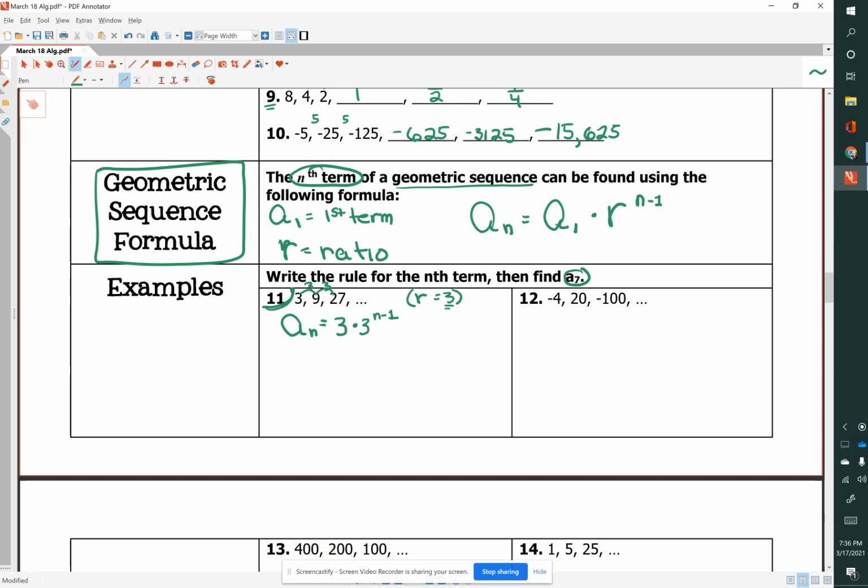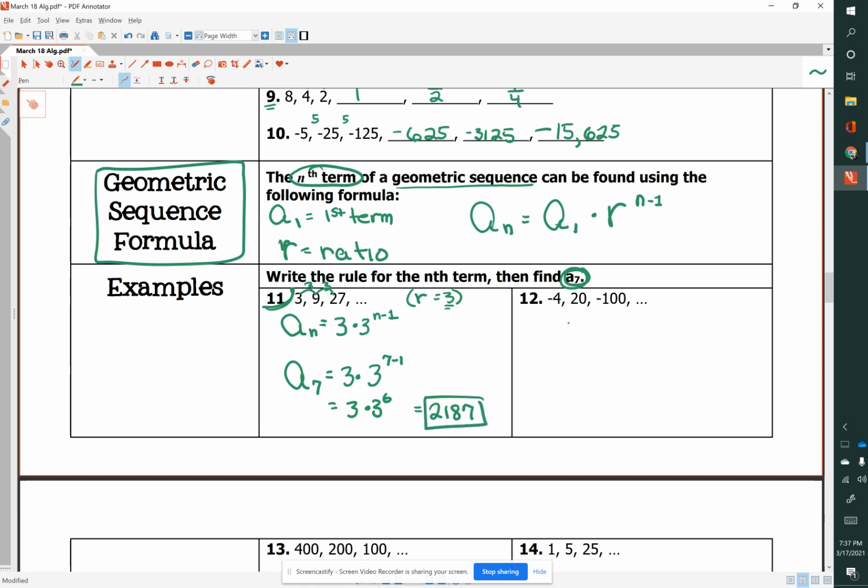So let's actually find the 7th term, which is what they ask us to do. The way we write that is a sub 7. Okay, we're finding the 7th term. So that would be the first term times the ratio raised to the power of the term we want to find, 7 minus 1, and that equals 3 times 3 to the 6th power, and using our calculator, that gives us an answer. 3 times 3 to the 6th power is 2,187.